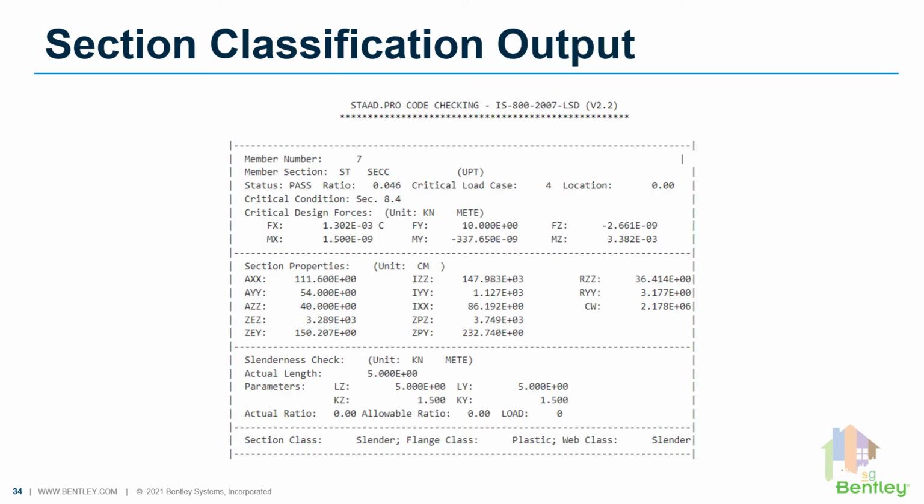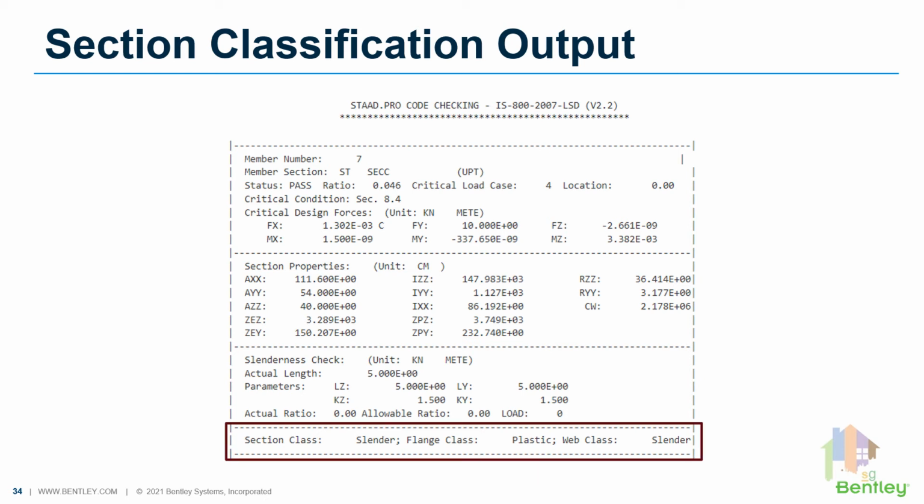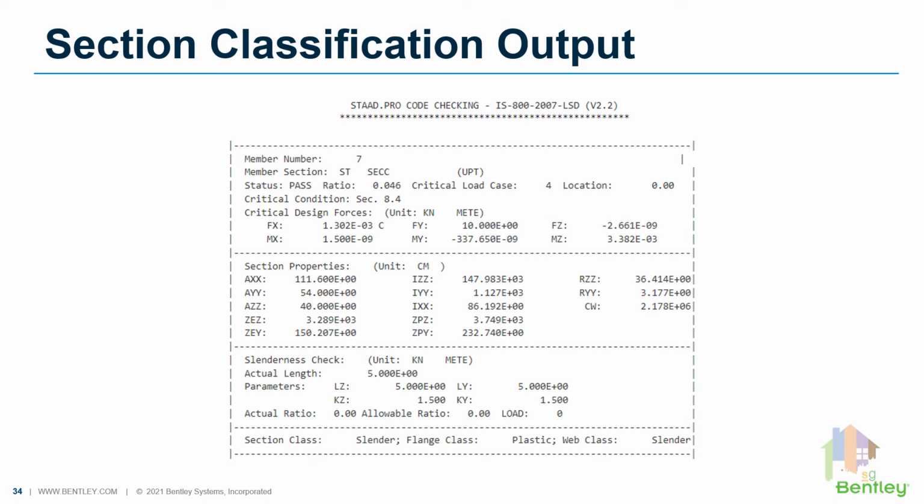If you include the TRACK 2 command in the output file, section class of the critical section is provided, both for flange and web, as you can see here. Now, why is the section class of the critical section only provided, or what is the meaning of this? To understand this, you need to attend the third part of this series, where I will discuss how to interpret the design results from the output file.